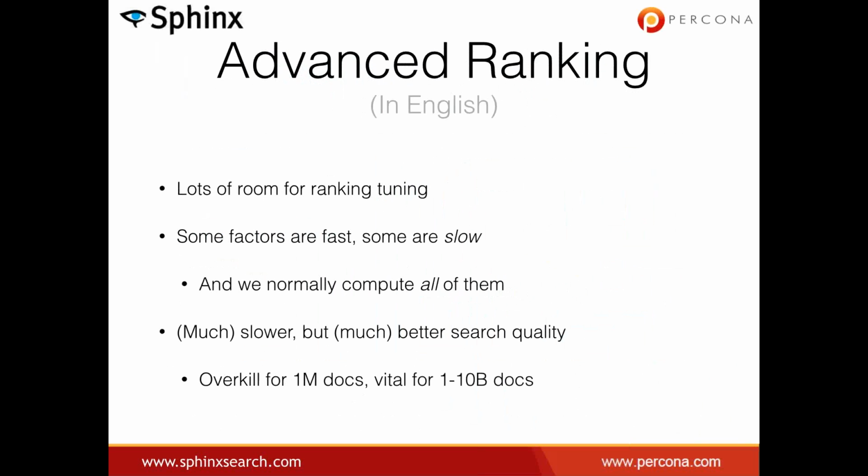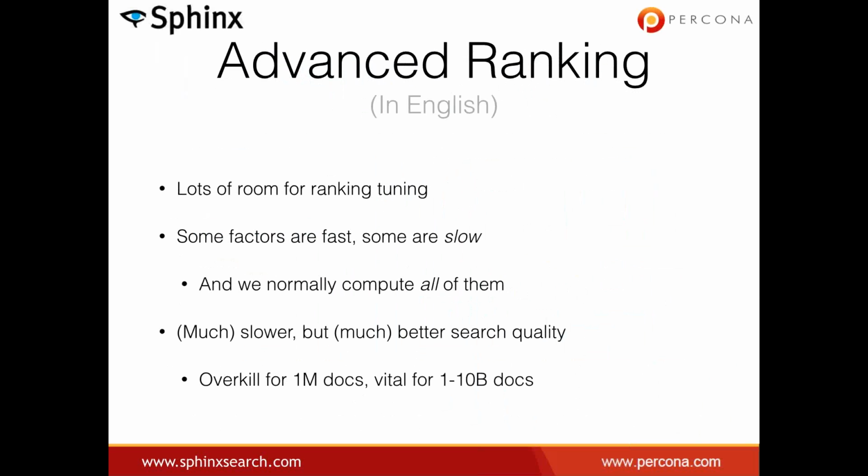Next slide, please. And now, because little of the previous chatter made sense, a quick recap in plain English. So we've got lots of room for ranking tuning. We've got 24 signals right now, and that's 24 text signals, and we're constantly adding more. Some of those factors are pretty fast to compute. Some of them are slow, specifically the ATC and mean gaps factors that we've just added are particularly slow to compute. So normally, in most cases, if you're using the packed factors UDF interface, we have to compute all of them, including the most complicated ones.